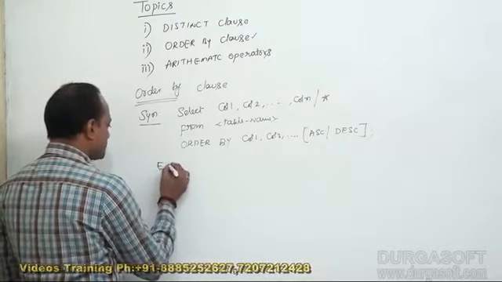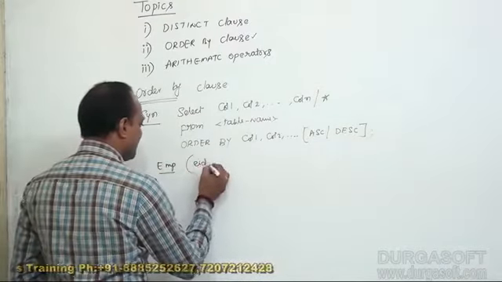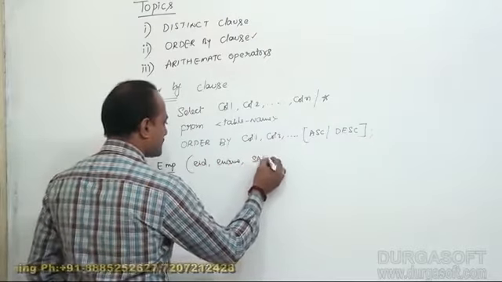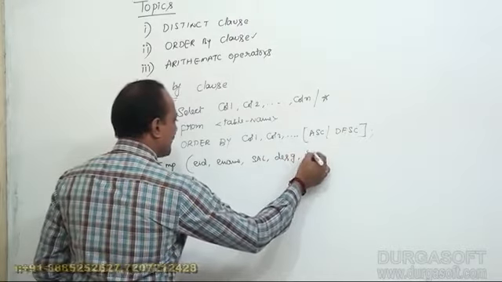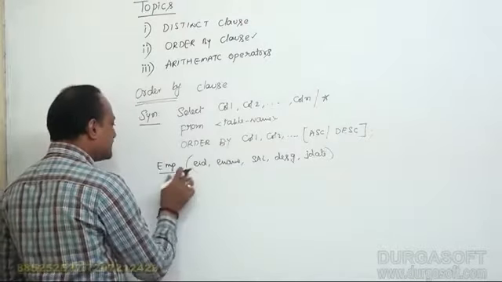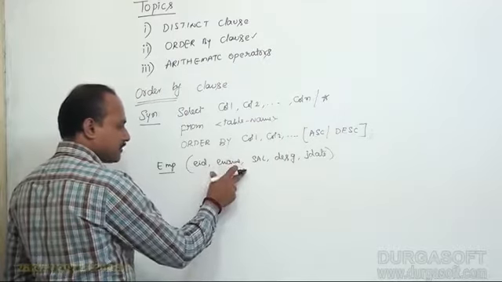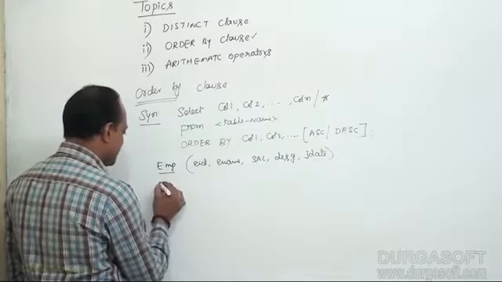See, what is the employee table? What are the columns here? Employee ID, employee name, salary, designation. Let us say join date is also there. The list of columns in a table depends on your business requirement.